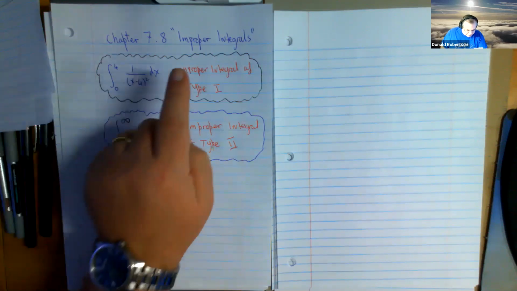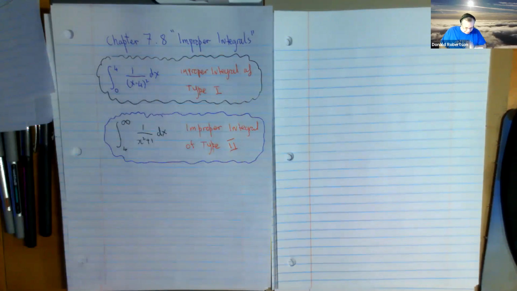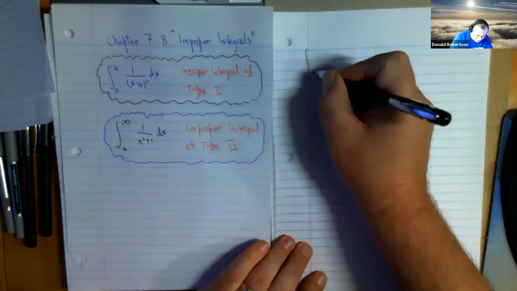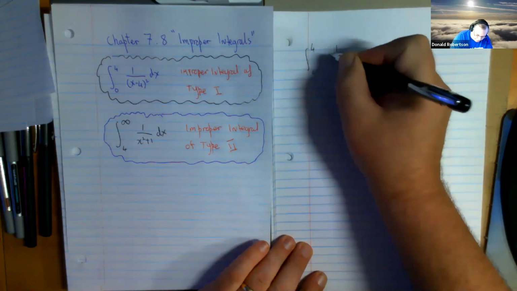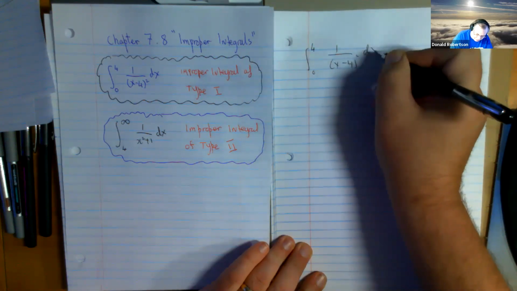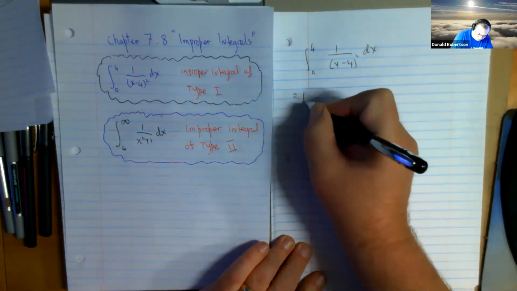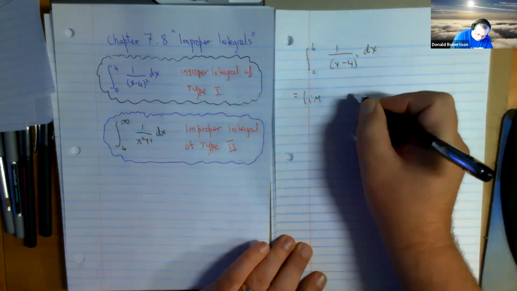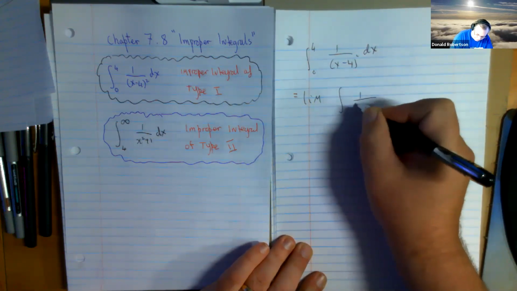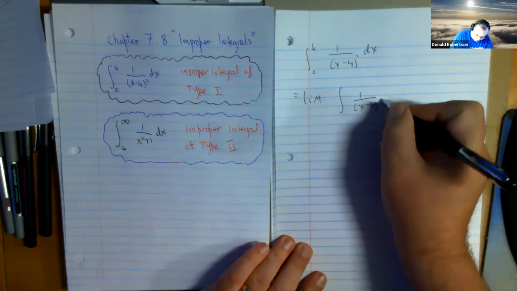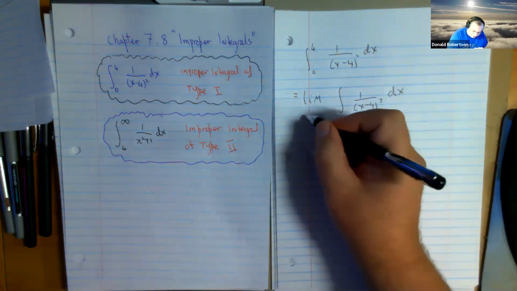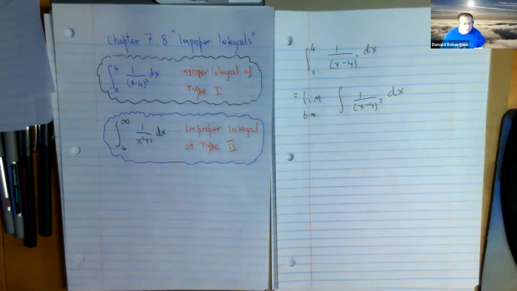Right, time to start improper integrals. Might as well use this one. The integral from 0 to 4 of 1 over x minus 4 squared dx. And we do a limit thing. When we do a limit, it's t tends to thing.